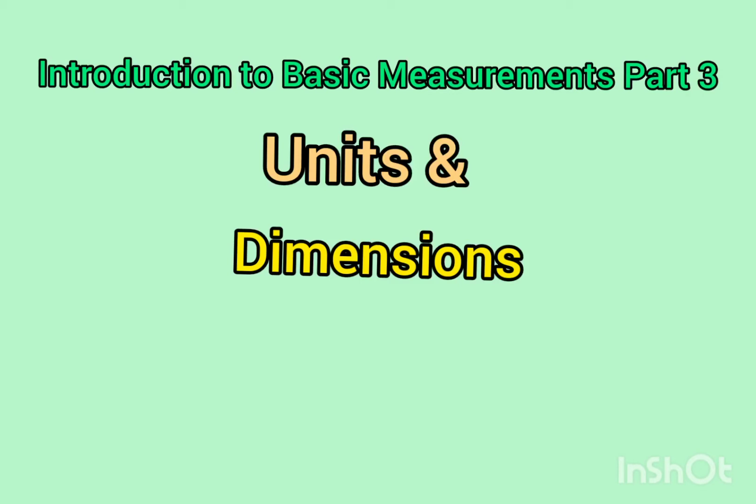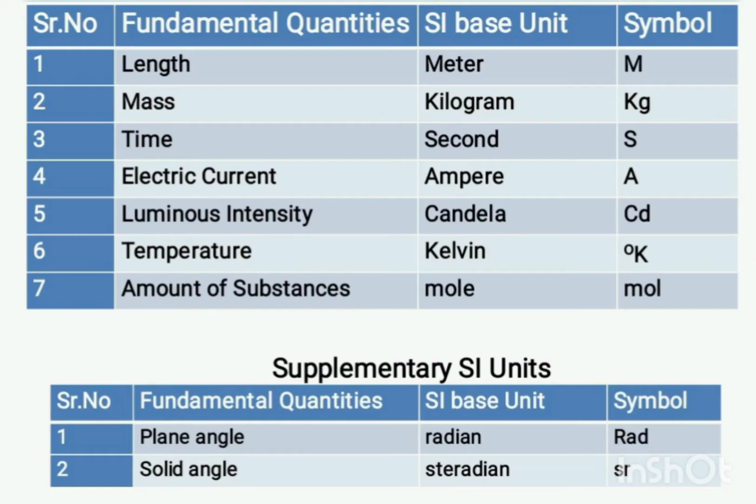Hello students, let's try to understand the units and dimensions. You see, length is measured in meters, symbol m. See the second row, mass is measured in kilogram and the symbol is kg. Similarly, time in second, symbol s. Electric current is measured in ampere, A. Luminous intensity in candela, cd.